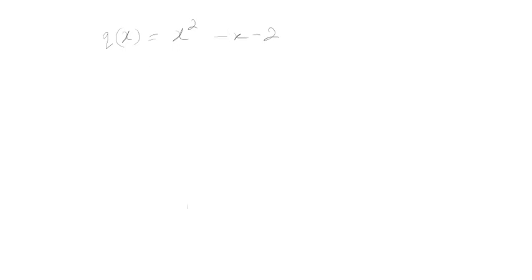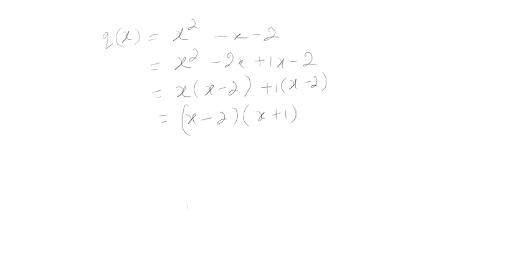Minus x. So splitting of middle terms has to be done. So what is the split of this middle term? x square minus 2x plus 1x. So now common of the first two, we have x minus 2 in one bracket. We have 1 common, x minus 2 in another bracket. So we have x minus 2 and x plus 1. So we have factorized. So finally the question was to factorize the polynomial.